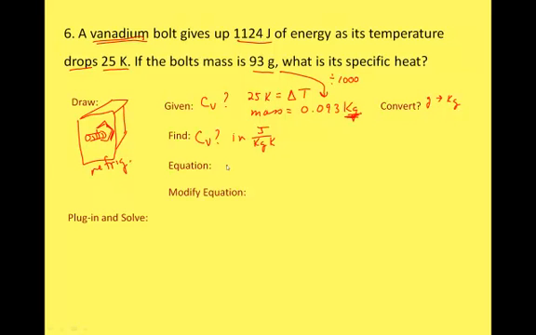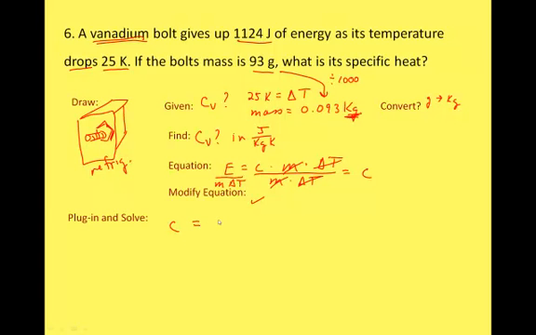And the equation we're using is E equals c m delta T, all multiplied. And we're looking for C, so we have to divide by m times delta T, and then the m's cancel, delta T's cancel, equal to C. And so now we have modified the equation adequately, and we go down to the plug-in now.